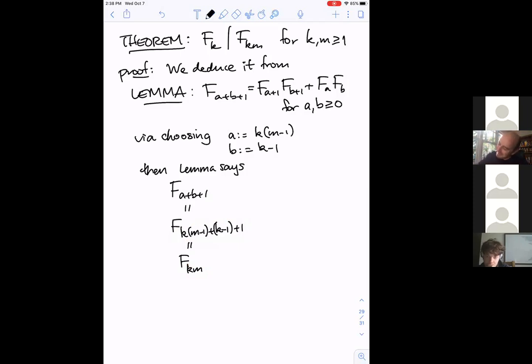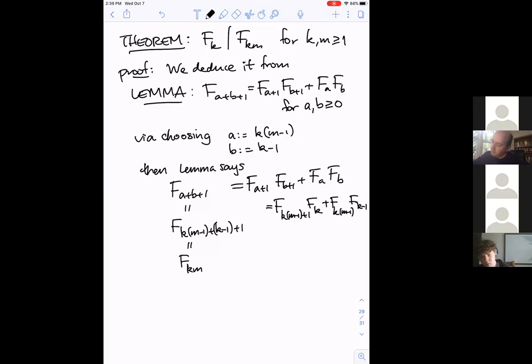Good. And the lemma would say that this is equal to, all right, we got f of a plus 1, f of b plus 1, plus f of a, f of b. And then that's going to be, all right, f of a plus 1 is fk times m minus 1 plus 1. Not so thrilling, but f of b plus 1 is fk. That's good. It's divisible by fk. And then we got the f sub a is fk times m minus 1, whereas fb is fk minus 1.